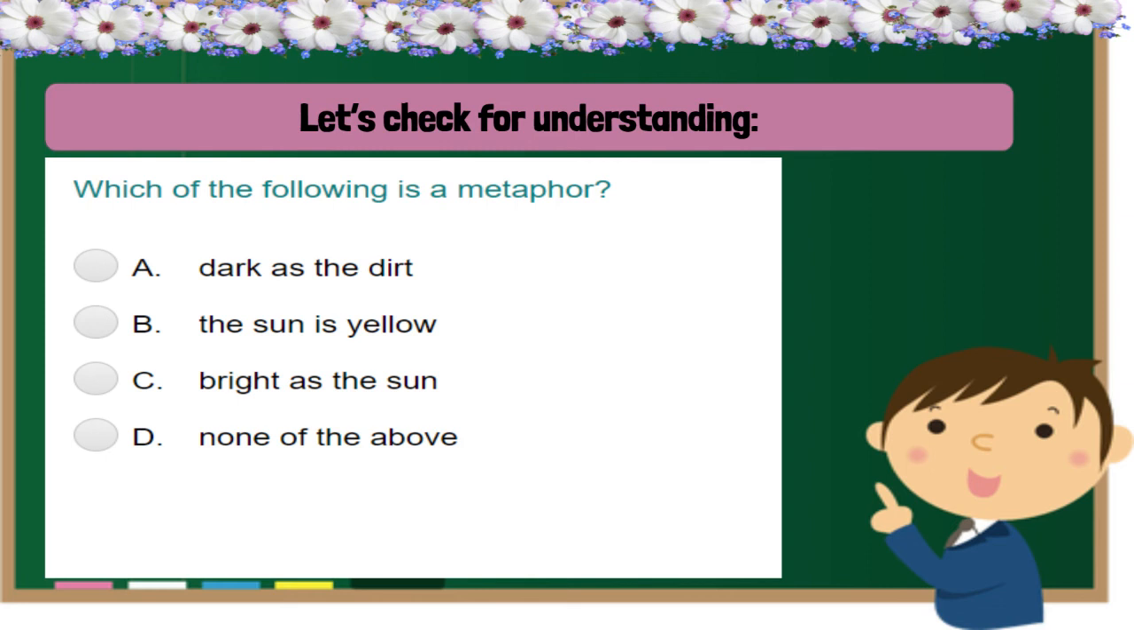Which of the following is a metaphor? A. Dark as the dirt. B. The sun is yellow. C. Bright as the sun. D. None of the above. Be sure to write the answer down.